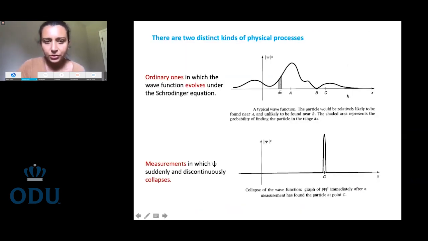Okay. So which view was correct? It was Einstein was wrong. The realistic view was wrong. There are no hidden variables. What is the correct view is the Copenhagen view. The measurement puts the particle in a definite state. So there are two distinct kinds of physical processes here. One is the ordinary ones, in which the wave function evolves under the Schrödinger equation. So it's a wave. Then a measurement is made and the wave function collapses suddenly, discontinuously.